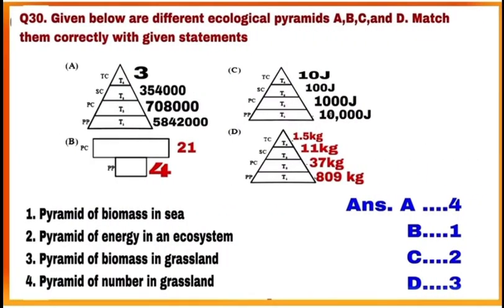Question 30 is based on figures 14.4a, b, c and d of your NCERT book. Here you have to match the different ecological pyramids shown in the figure with the statements given below.